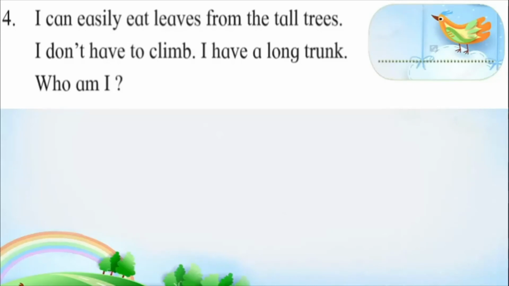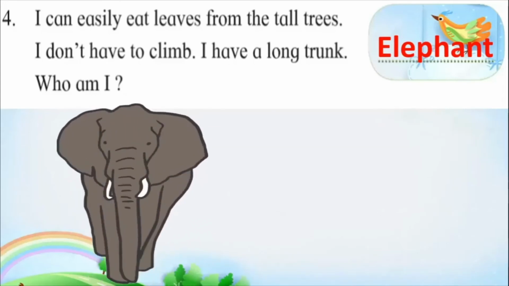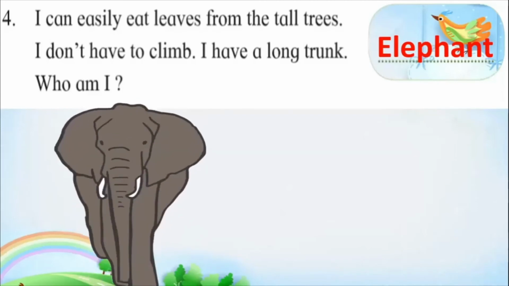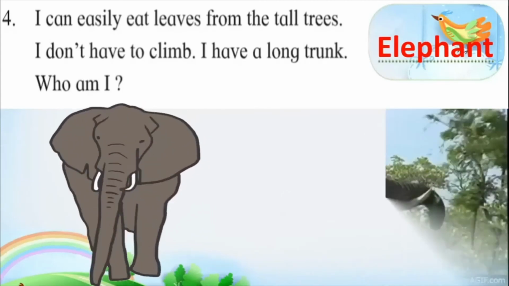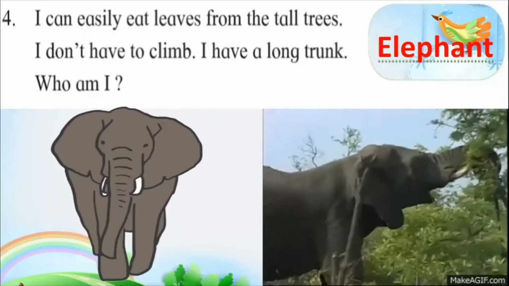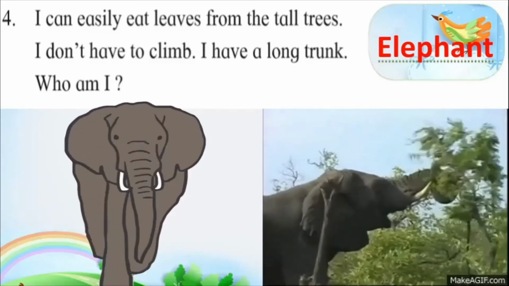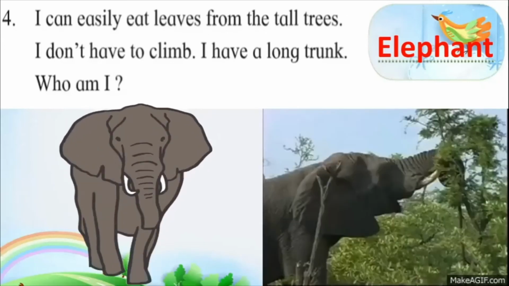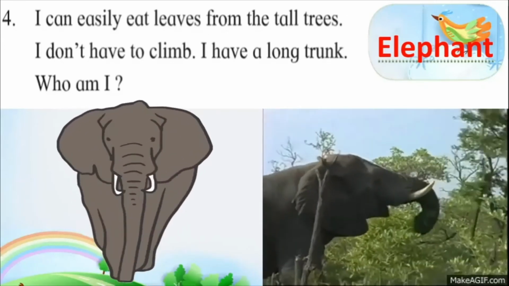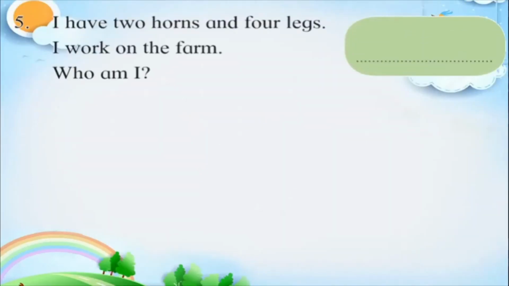We have already seen the picture of an animal which is huge, which is very tall, and which has got a long trunk. So which animal is that? Yes, it is the elephant. See, the elephant is so tall, isn't it? And look at the trunk of the elephant. It is so long. And the elephant does not have to climb the tree to eat its leaves. It can stand on the ground and pull off the leaves with the trunk, and it can eat the leaves. Okay? So which animal are we talking about here? It is the elephant.